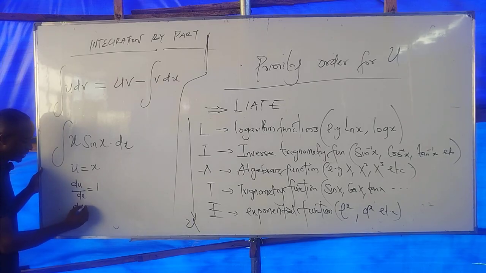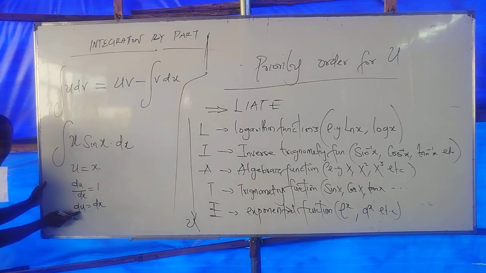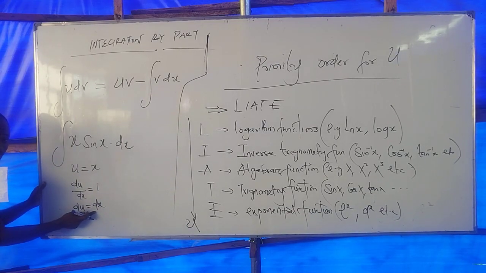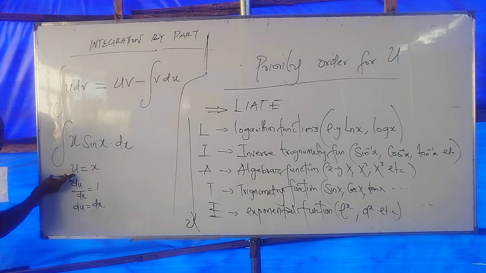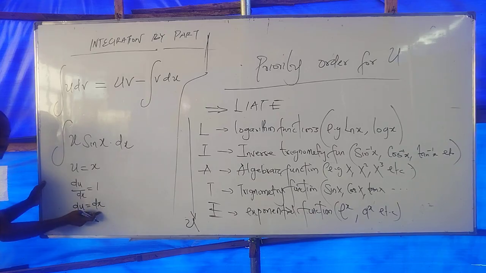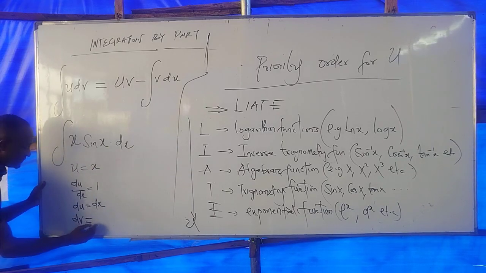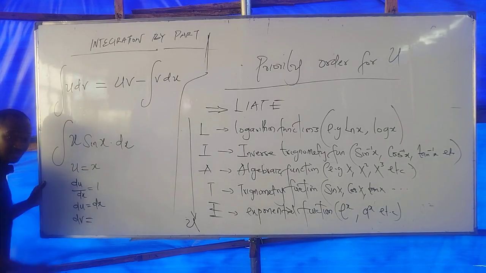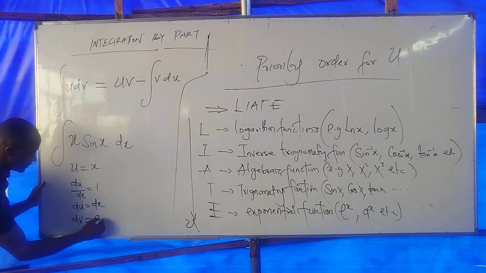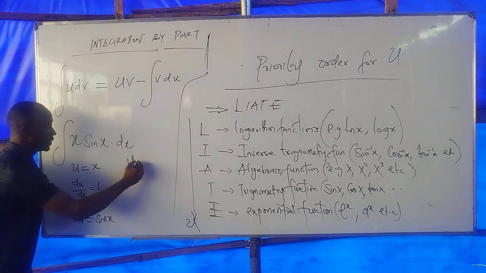That means my du is equal to 1 times dx, which is dx. Is it making sense? Now I've gotten my du as dx, and I've gotten my u as x. Let's find out dv now. What will be our dv here? Sin x. Good, sin x.